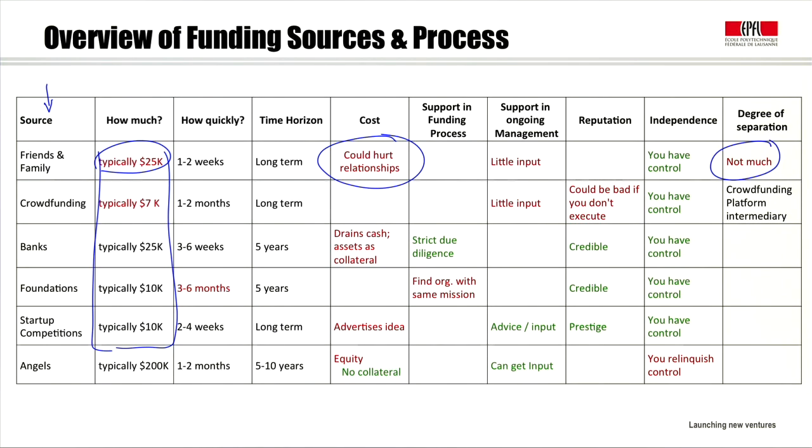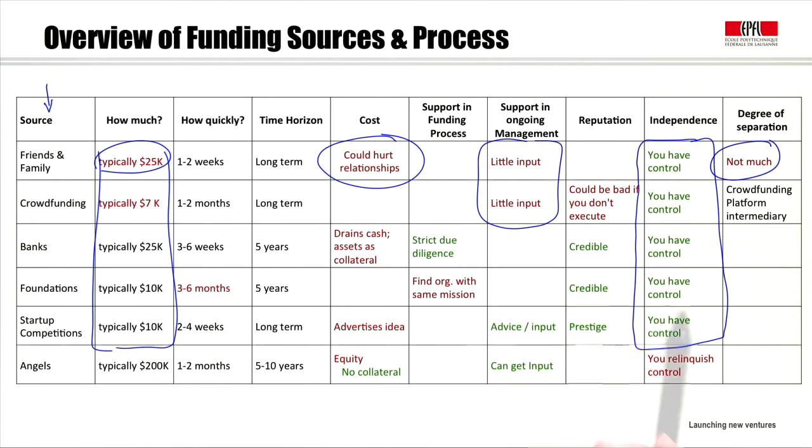And in terms of input, you're not going to get much input from your friends and family, and probably not from your crowdfunding investors either. However, one thing that we see about independence is that you basically keep control whenever you have a gift or a grant. So that holds also for the first 5, because most of these involve grants, loans, and gifts. Therefore, you're not actually selling equity.